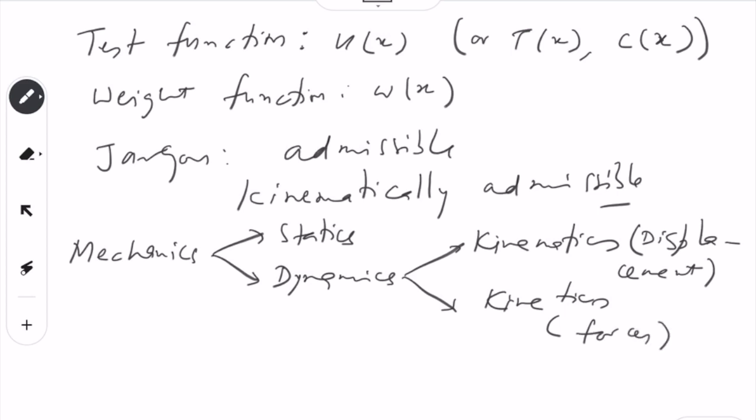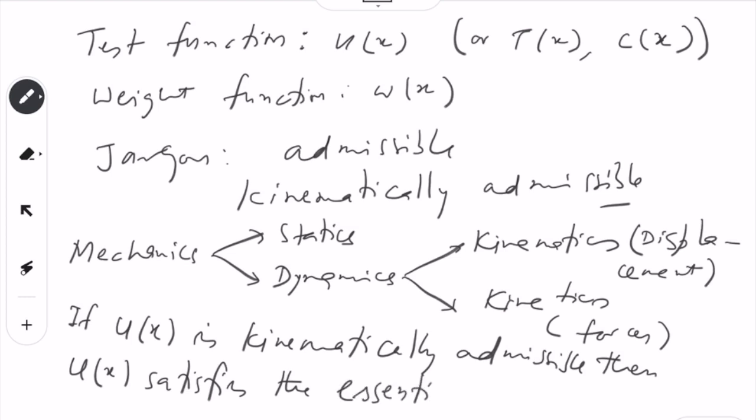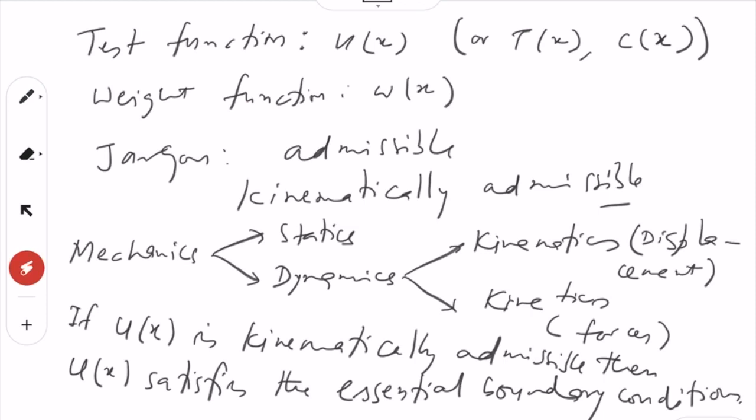Okay. So, basically when you say kinematically admissible, meaning that if ux is kinematically admissible, then ux satisfies the essential boundary condition. So, any test function ux is said to be kinematically admissible. That really means ux will satisfy the essential boundary condition. So, at the boundary if u0 equal to u0, that test function should satisfy.